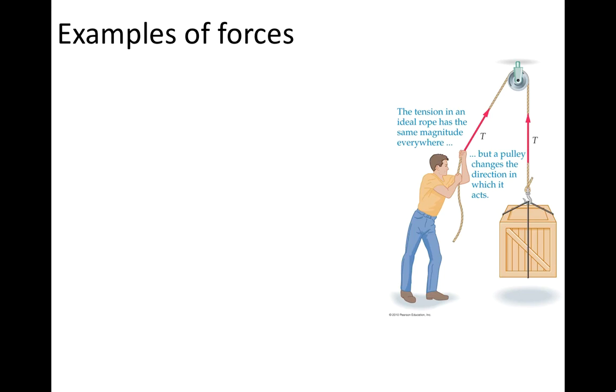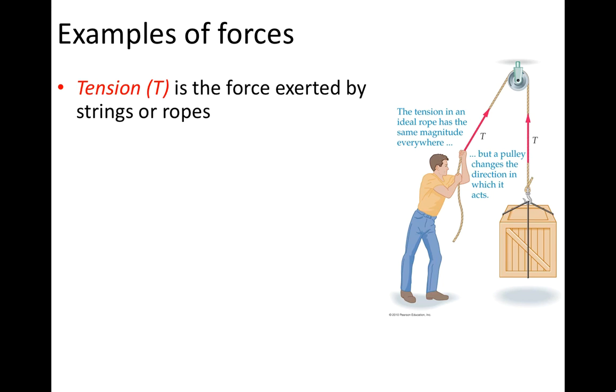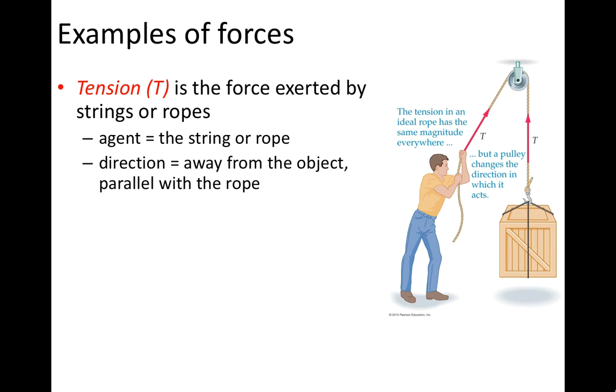The next force that we need to concern ourselves with happens when we have an object that's connected to a string, a rope, a chain, a cord, anything like that. We're going to have the force called tension, and we use a capital letter T to represent the tension force. Obviously, the agent, the thing that exerts that force, is the string or the rope, and the direction of it is always away from the object, parallel with the rope.